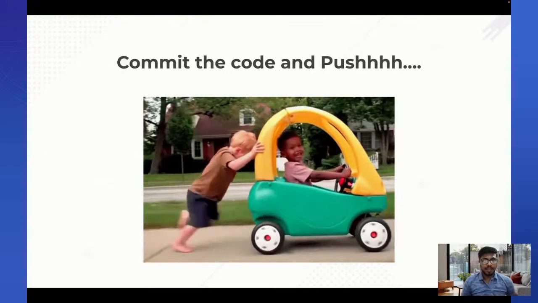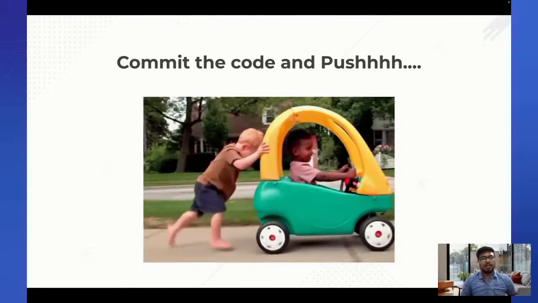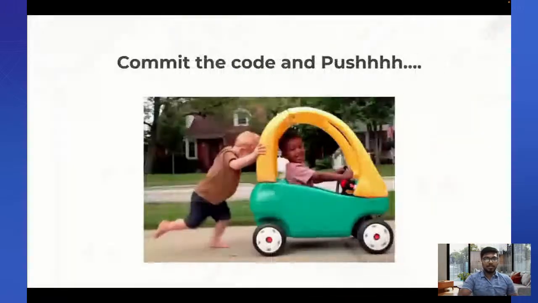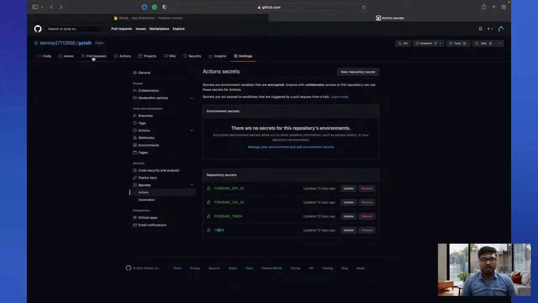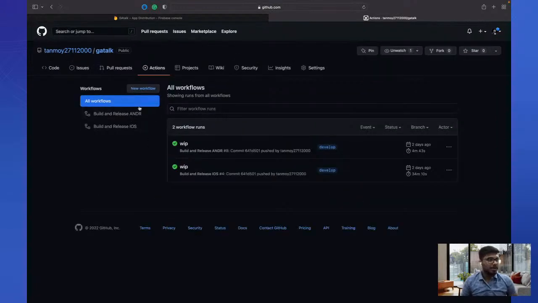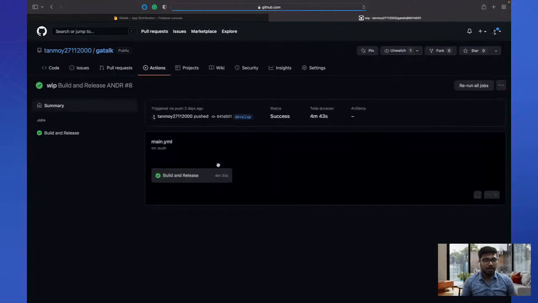And the only thing that is remaining is to commit the code and push it to GitHub. So once we do that, it will start the project's GitHub Action. And here you can see we will get two workflows: build and release for Android, and build and release for iOS. Let me just zoom that. Then if we go to build and release for Android, you can see all the things that we have done will be here.